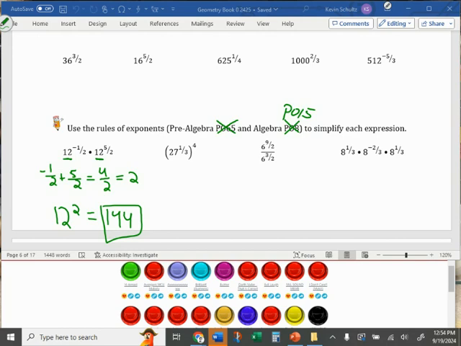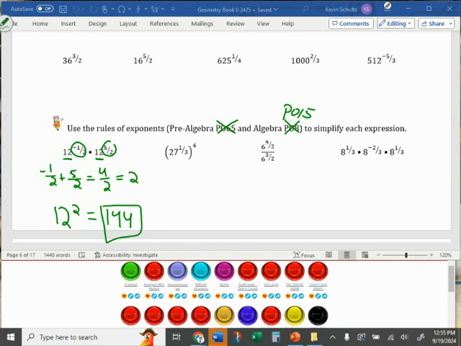Luca? How do you get 12 squared? Because I took the powers. My rule when I'm multiplying by the same base is the powers get added. So negative half plus 5 halves equals 4 halves, which is equal to 2. So when I add the powers together, I get 2, which means that this expression simplifies to be 12 squared.